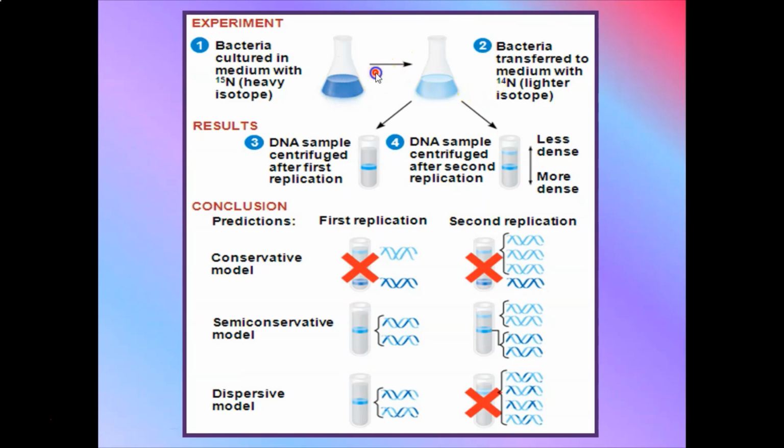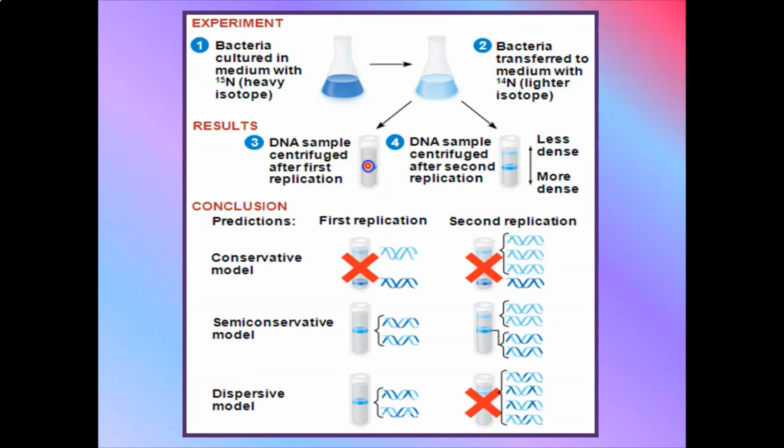But then they're going to transfer it over here to where we have the lighter isotope of nitrogen, nitrogen 14, more common, right? So what's going to happen here? Well, they're going to let the bacteria replicate. And if you think about what's going to happen here, we're going to end up with a single band, right?